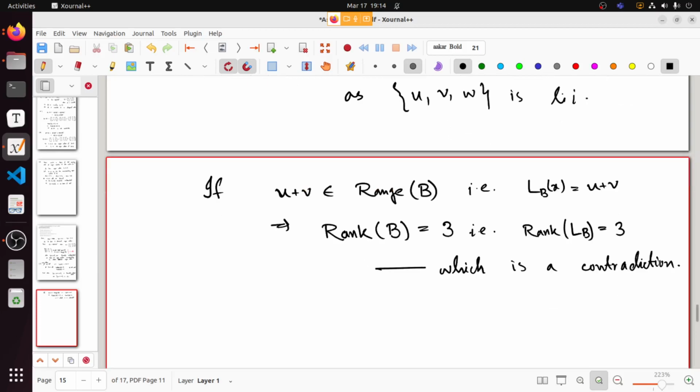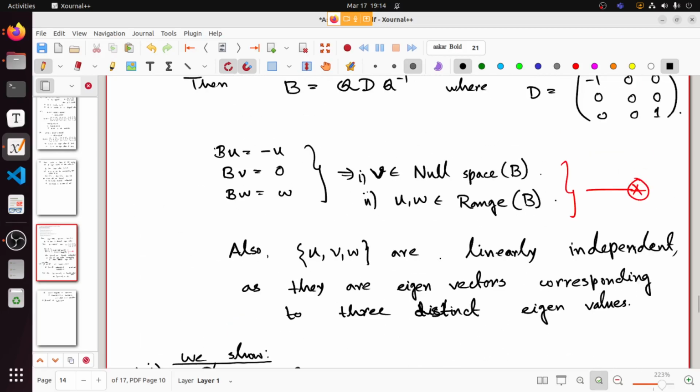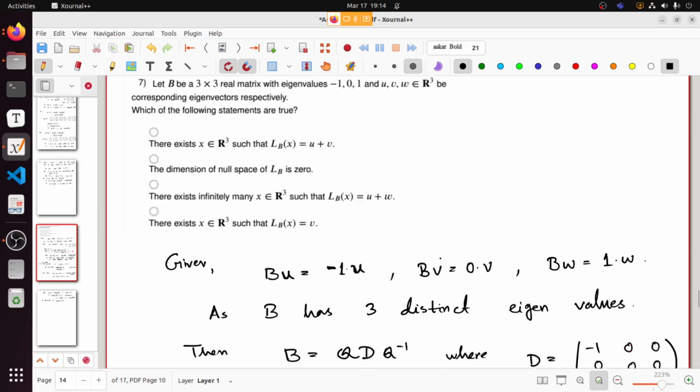So this implies there does not exist any x in R3 such that LB of x is u plus b, right? So option number 1 is false. There does not exist any x in R3 such that LB of x equals u plus b.